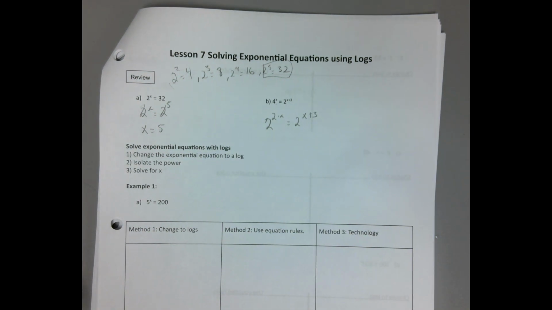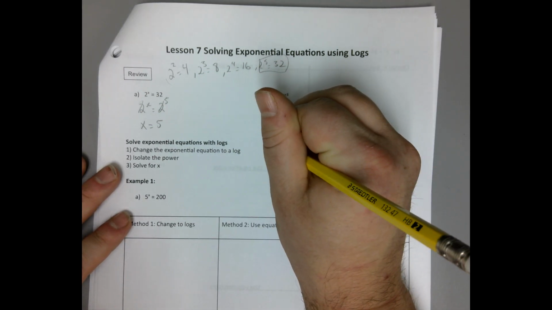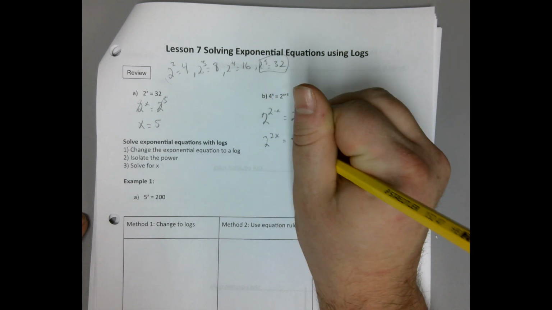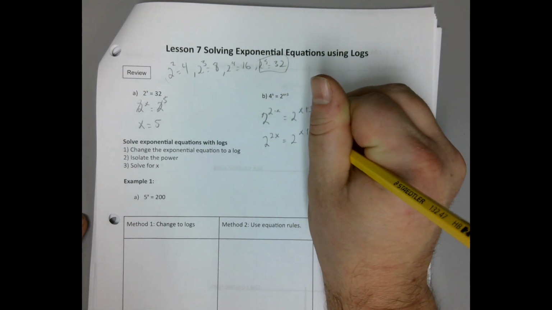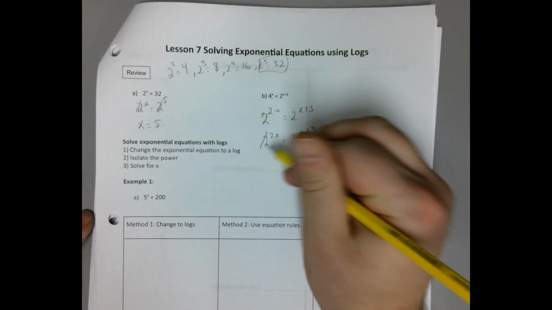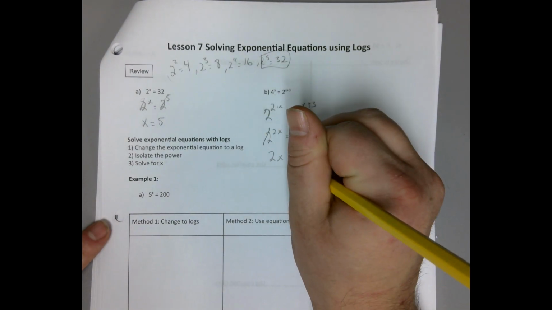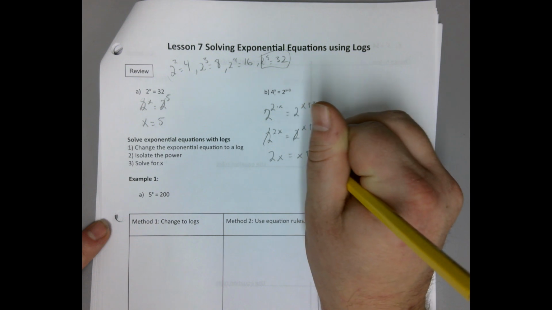Well, what's 2 times x? 2 times x is just going to give us 2x, right? So 2 to the power of 2x is equal to 2 to the power of x plus 3. Once again, we have the same base. We can get rid of that base, cross it out. We are now left with 2x is equal to x plus 3.